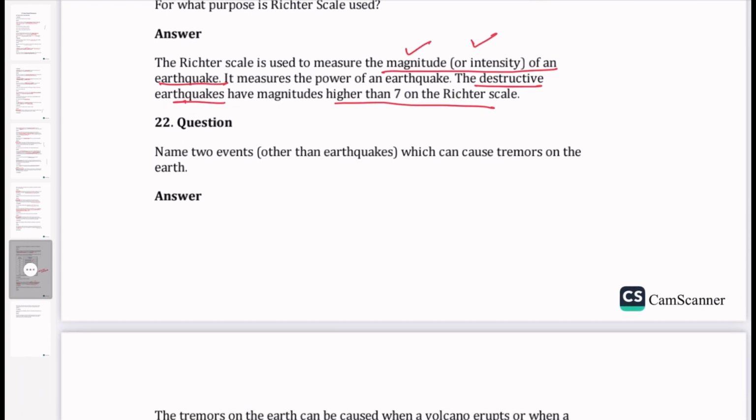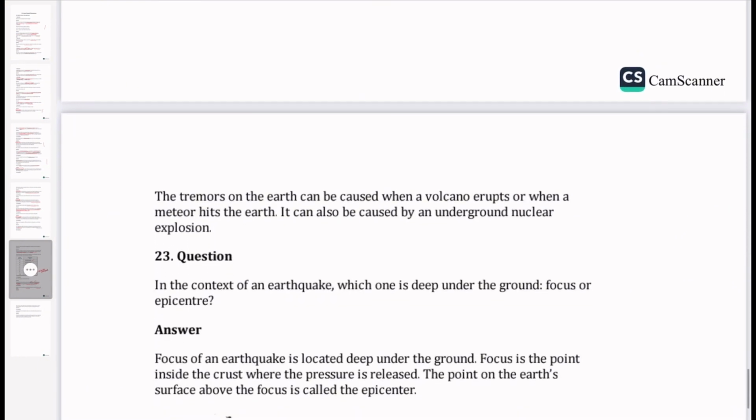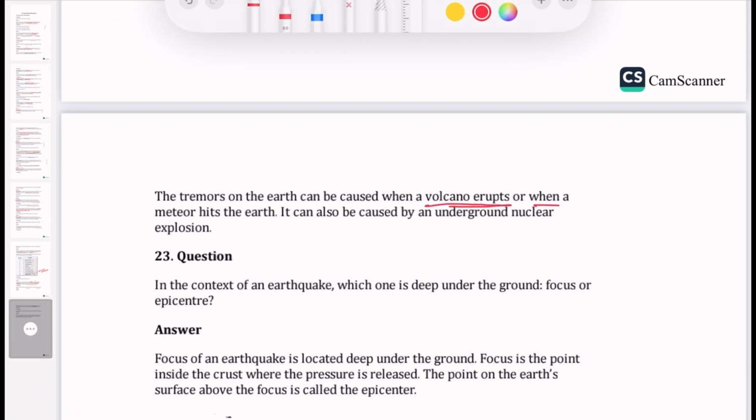Name 2 events which can cause tremors on the earth. One is an earthquake. Other than earthquakes, what are the reasons we can have tremors on the earth's surface? That could be because of a volcanic eruption or when a meteor hits the earth. So the reasons for tremors are a volcanic eruption, a meteor hit, and the earthquake itself.